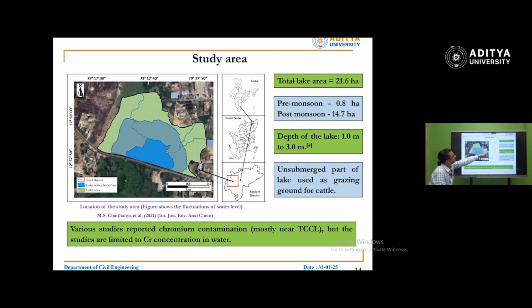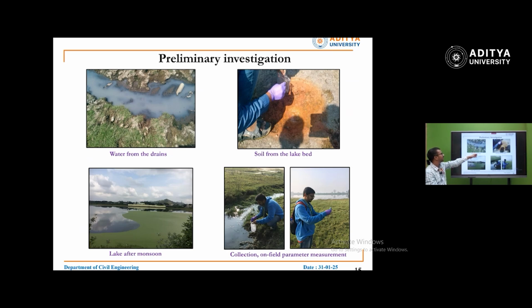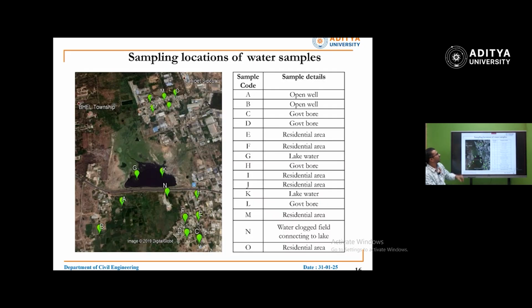These are brief statistics, I guess. Hope you can go through them. The total area, the depth of the lake, and it is a very, very shallow lake, just 3 meters. So in most cases during monsoons, this water will be overflowing onto the highway. This is the preliminary investigation. We collected water from the drains coming from the industries. We collected the soil from the lake bed, and this is how the lake looks. As you can see, the lake is almost full, and we also did on-field parameter measurement.